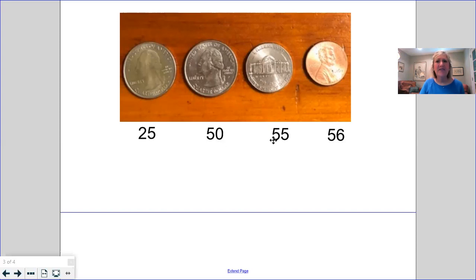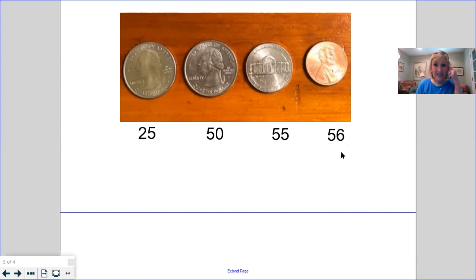So I had 2 quarters, which gives me 50 cents, and I've got to add a 5 onto that because I have a nickel. So now I've got 55 cents. And then I've got a shiny penny. A penny is worth what? Yeah, 1 cent. So if I ended up with 55 with the 2 quarters and the nickel, if I add 1 more, I've got 56. 56 cents. So that is how much money I have.